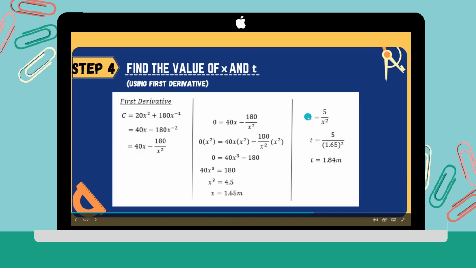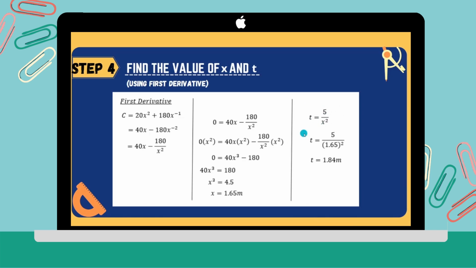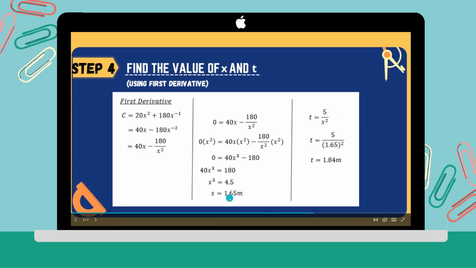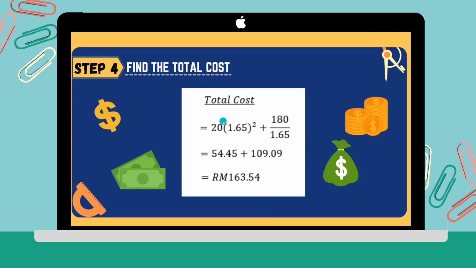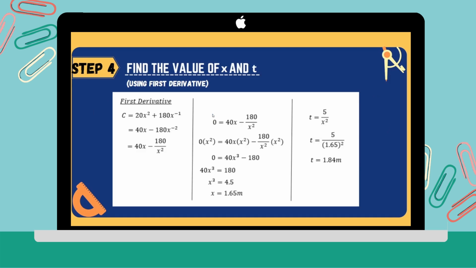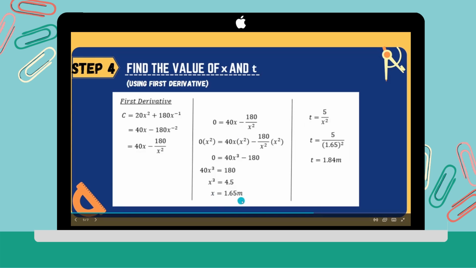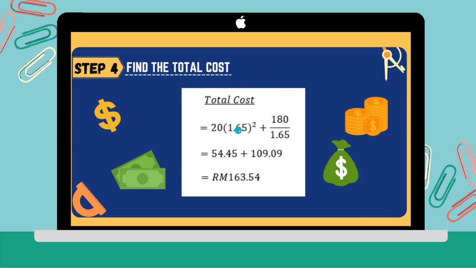To calculate t, this is the equation we got from the volume at the start. So t equals 5 over x squared. Replace the value of x we got before, 1.65. So t equals 1.84 meters. To find the total cost, we use the cost equation here. Replace the value of x we got before, so 20 multiplied by 1.65 squared plus 180 over 1.65. Here we get 54.45 and here we get 109.09, and the total cost is 163.54 ringgit Malaysia.